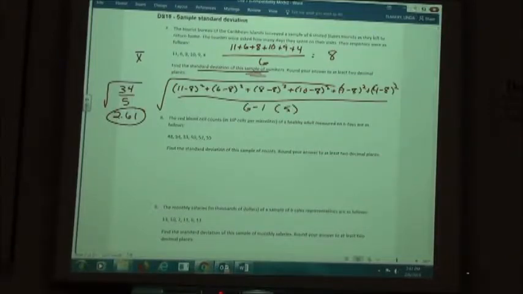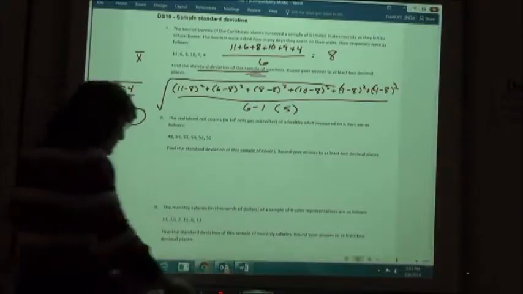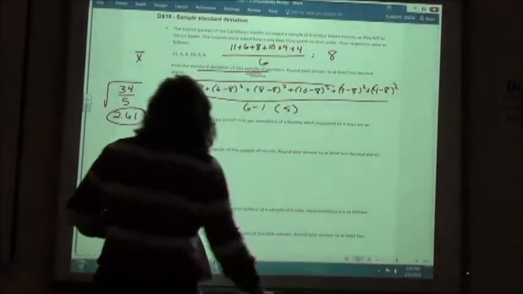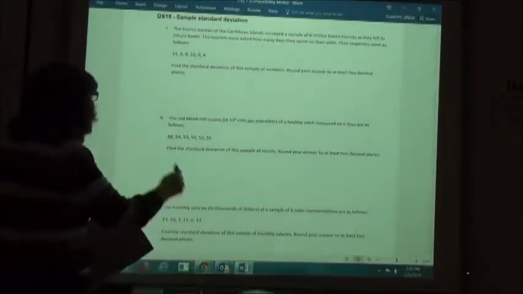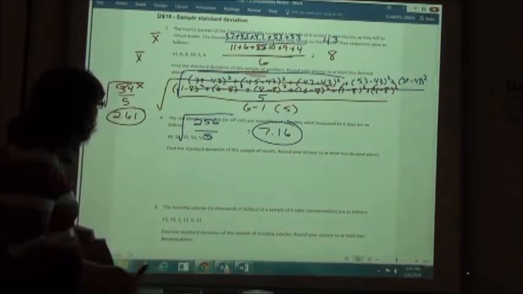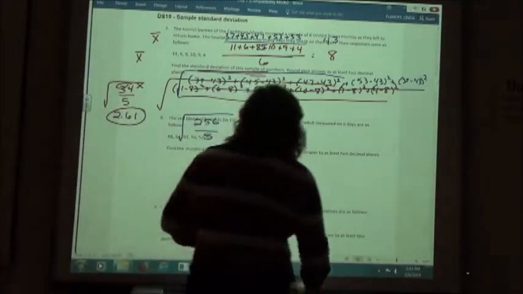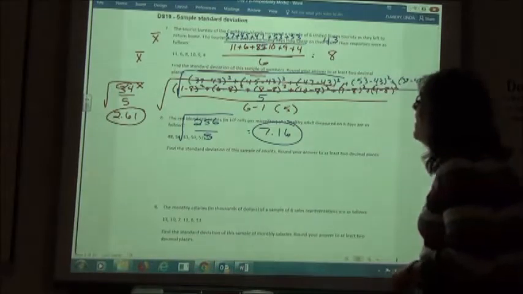All right, let's try number 8 then. The red blood cell count in 10 to the 5th cells per microliter of a healthy adult measured on 6 days. Whoa, my board's blinking on me. What do I have there?